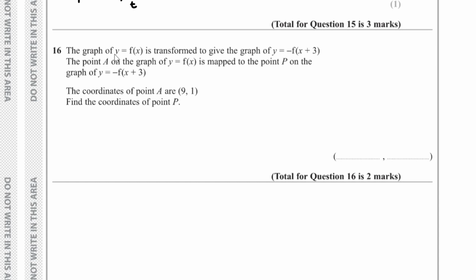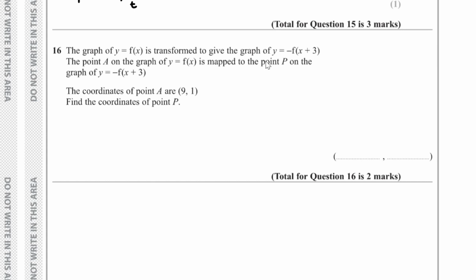Question 16. The graph of y equals f of x is transformed to give the graph of y equals minus f of x plus 3. The point A on the graph of y equals f of x is mapped to the point P on the graph of y equals minus f of x plus 3. And we have to find the coordinates of P. The coordinates of the point A are 9, 1.